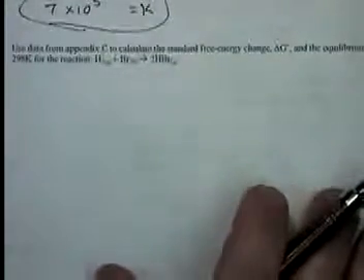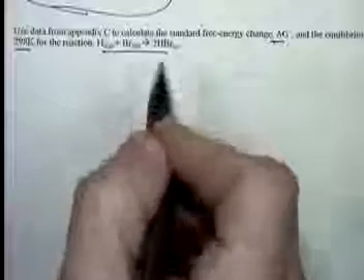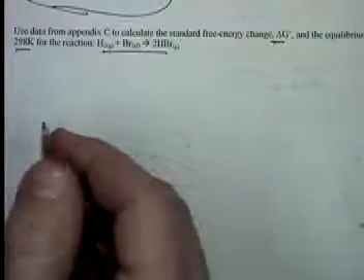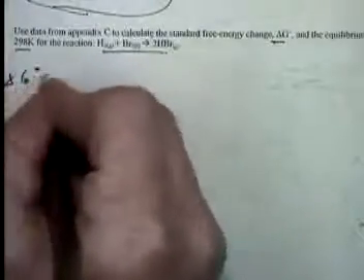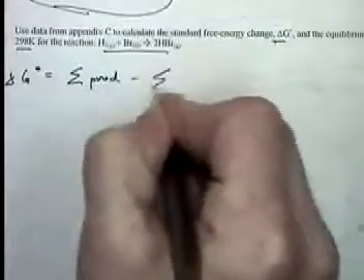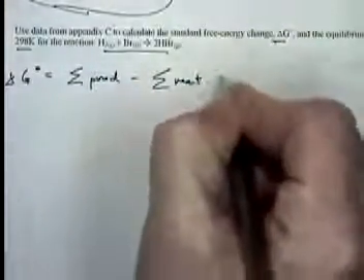So last question, last sample calculation. Use data from Appendix C to calculate the standard free energy change, delta G, and the equilibrium constant K at 298 Kelvin for the reaction, and we have a new reaction there of hydrogen and bromine making some hydrogen bromide. Data from Appendix C would allow us to find delta G at standard conditions, and to do that we'd take the summation of the products and subtract from that the summation of the reactants, just like we've done before.